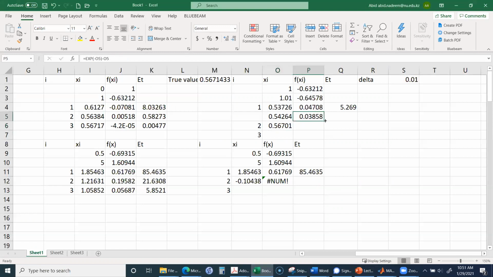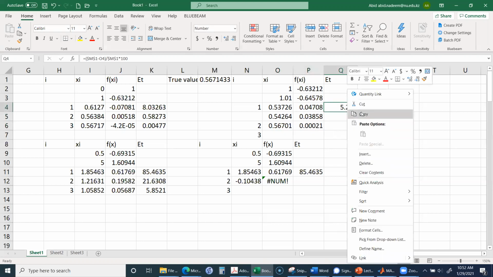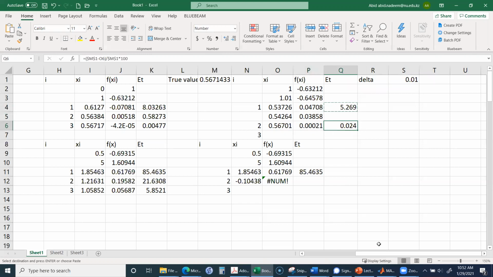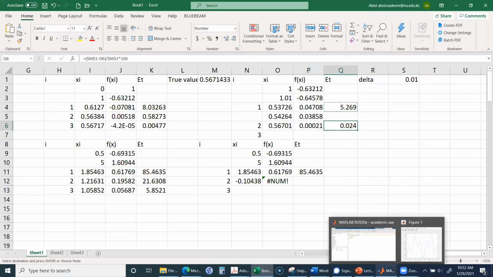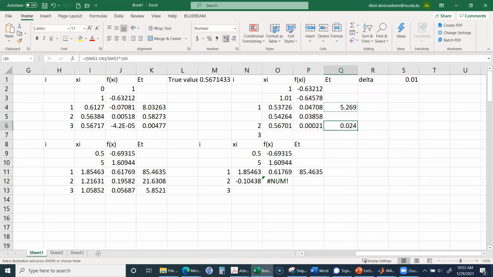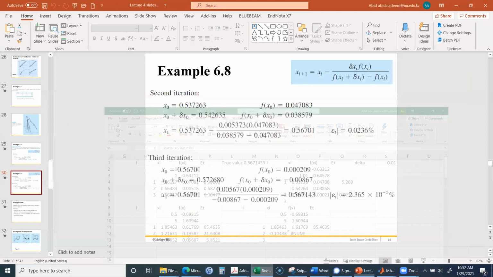Okay, and then it is 0.0021. This is the value. And then from here, I can calculate the true percentage error as 0.024. It is 0.0236. Yes. 0.0236. So this is up to the second iteration.